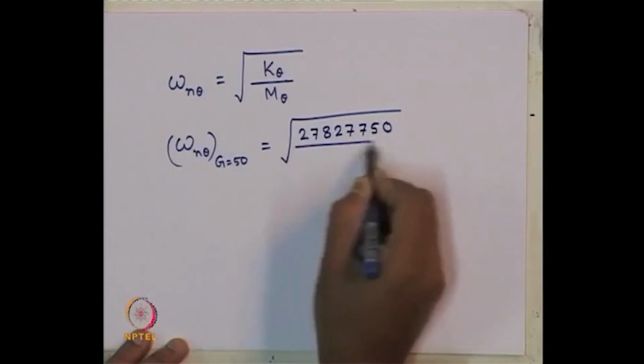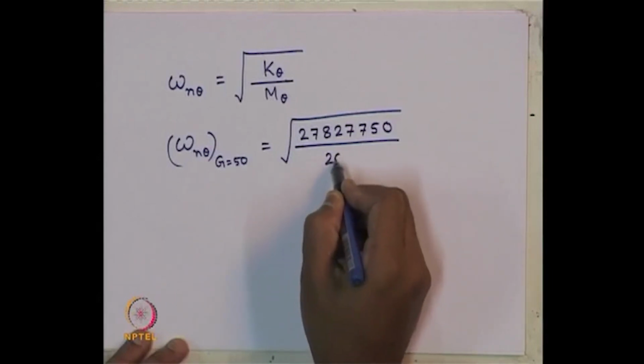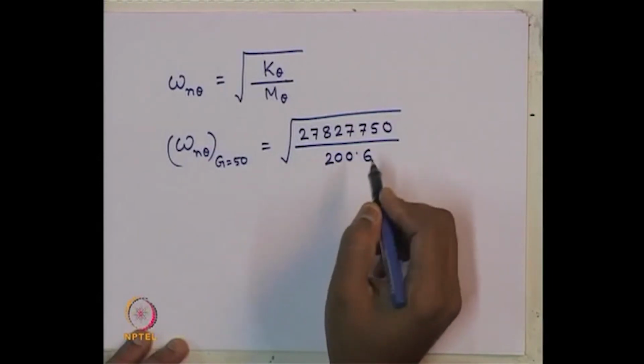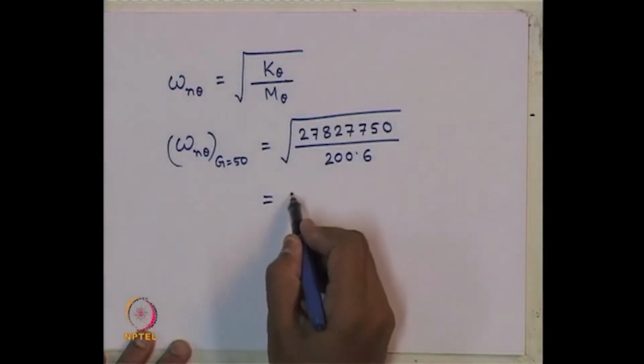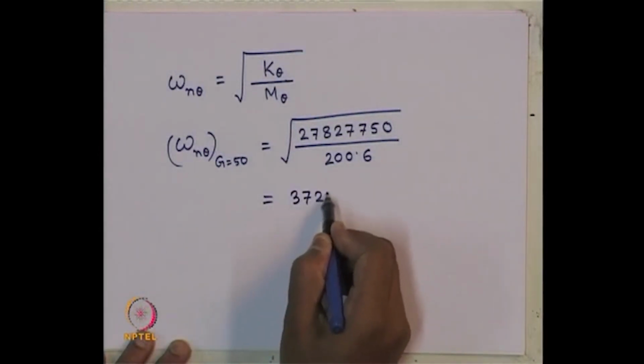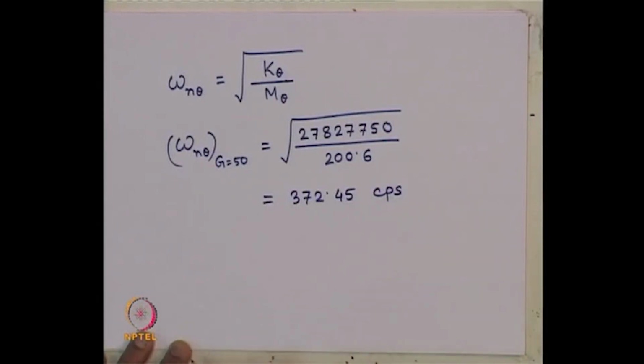27827750, and m theta for the first type of soil we have calculated as 200.6. If we simplify this, how much will we get? It is coming about 372.45 cycles per second.